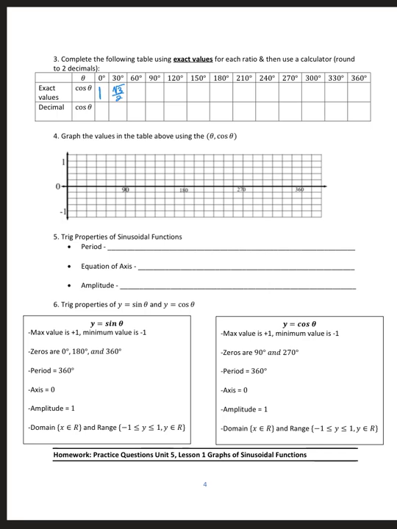So complete all the way to the end of number 4, and then we will get back together. Okay, so here's what you should have for your table of values, and then also your graph.